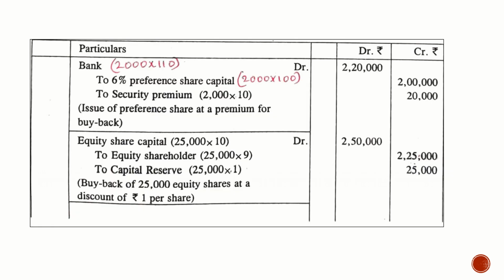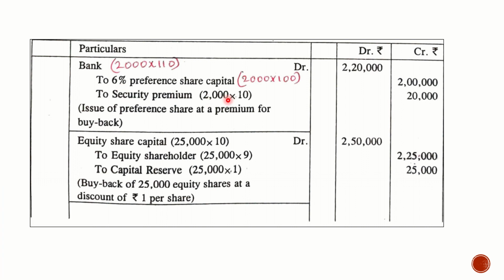First, we need to pass the journal entry with regards to the fresh issue of preference shares. So what was the journal entry? Bank account debit to share capital was the journal entry. So here there is a premium while issuing the preference shares. So we record it as bank account debit to 6% preference share capital to securities premium account.